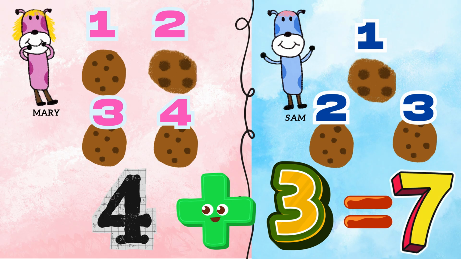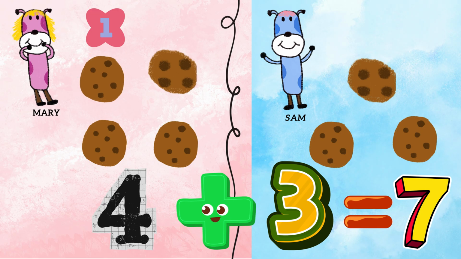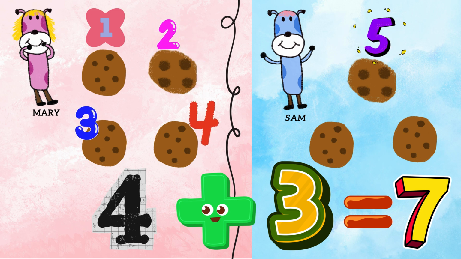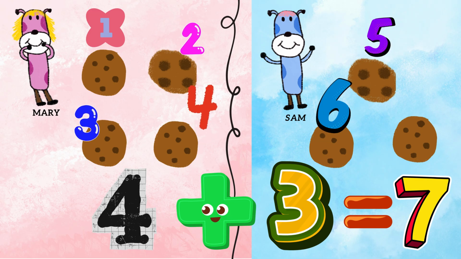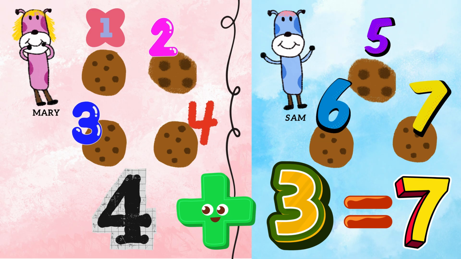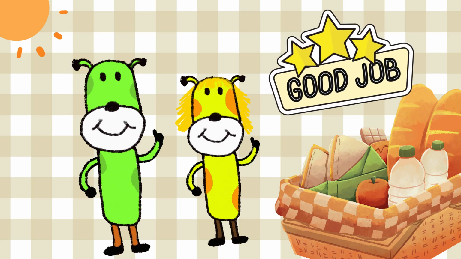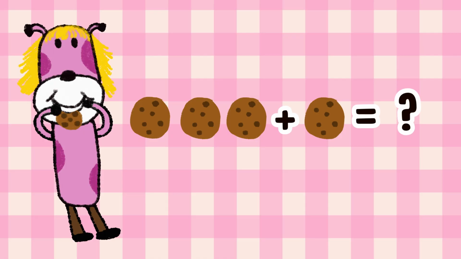Let's count them all. 1, 2, 3, 4, 5, 6, 7. 7 cookies in total. Great job, kids. How many cookies did Mary eat in total?